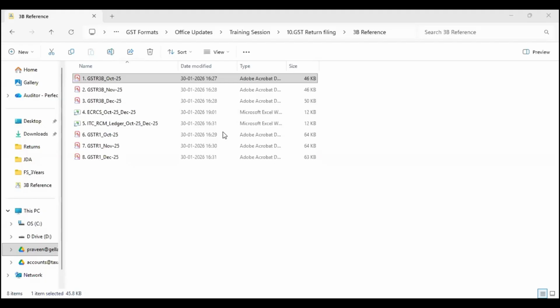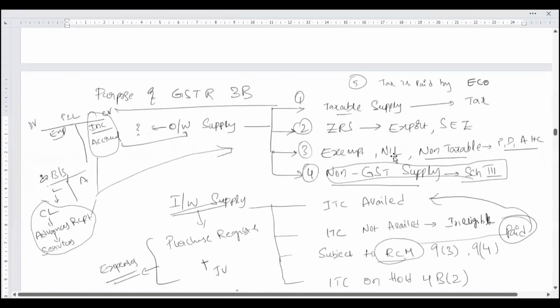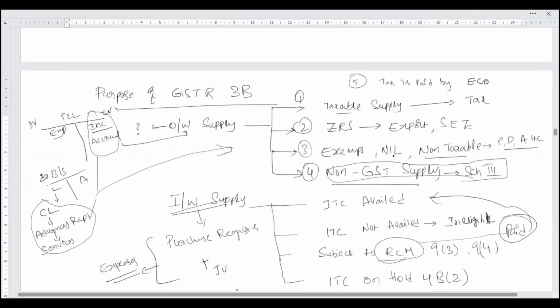Third limb. Fourth limb, inward supplies liable to reverse charge. Non-GST outward supply. Non-GST outward supply is your Schedule 3 transactions. So if you look at this, what we started with: taxable they have covered, zero rated they have covered, exempted and nil rated they have covered, non-GST they have covered. Now this is something which is left out, right? Now this is covered in a different table.